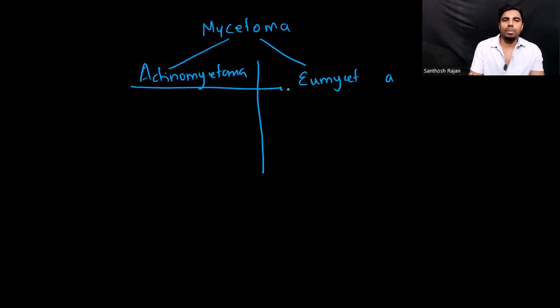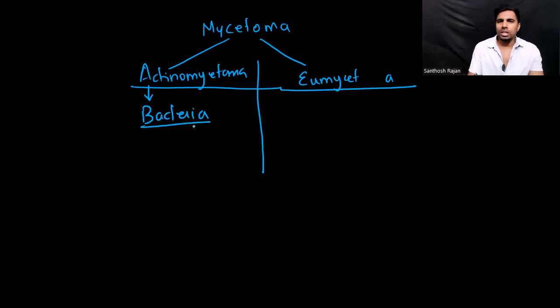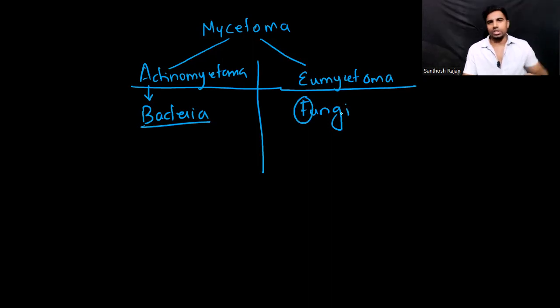Now, how do you remember it? A for apple, B for bird. So after A comes B. So actinomycetoma is B for bacteria. Bacteria may be anything. It could be Actinomyces, Nocardia. So many species are there in bacteria. Eumycetoma means it is fungi. What comes after E? F comes after E. E for egg, F for fish. So fungi may be a lot of fungus, Madurella and so many other species.